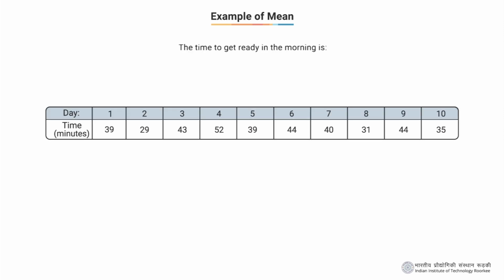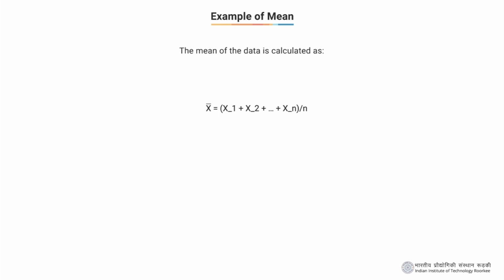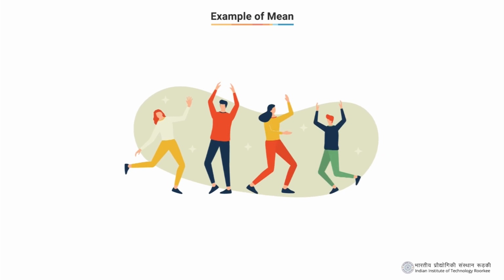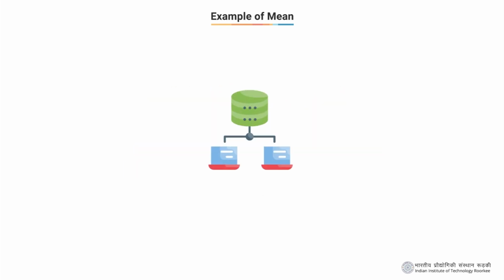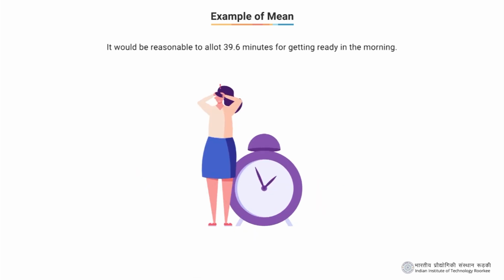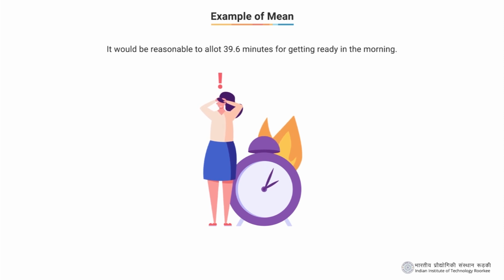The collected values for time to get ready in the morning is provided here in the form of a table. The following observations are collected as shown in the table here. The mean of this data is simply computed as shown here. X bar equal to x1 plus x2 plus xn and so on divided by n. In this case, it is 396 divided by 10, which is 39.6. Even though no individual day in the sample data has a value of 39.6 minutes, allotting this amount of time to get ready in the morning would be a reasonable decision to make.